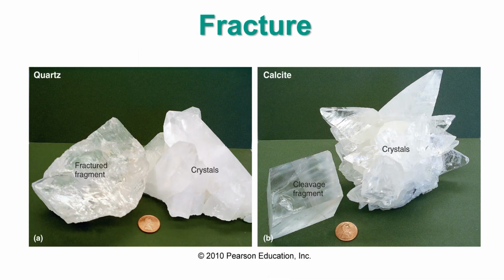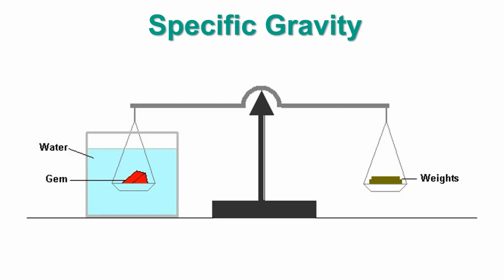Okay, and there you can see a perfect example of that. There's the cleavage fragment, and then there's the fractured fragment right there. So that's one of the distinguishing characteristics. It's very tough to see though originally.